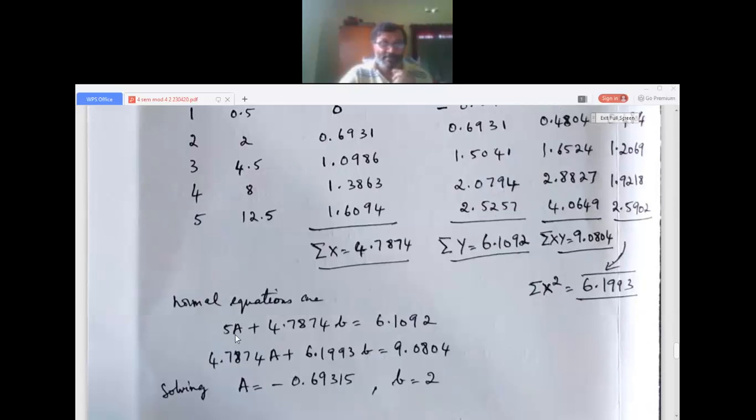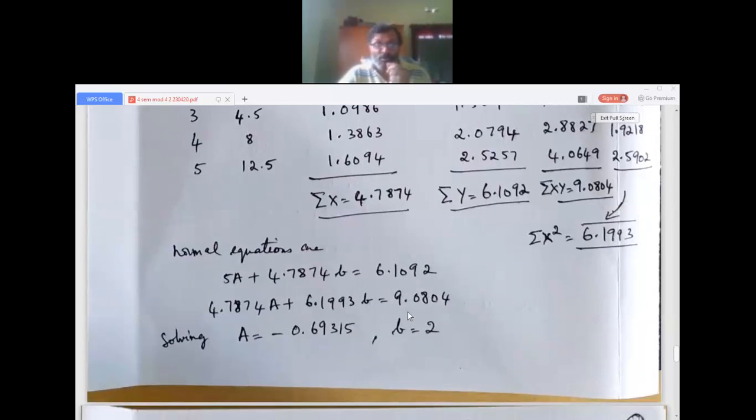First normal equation: N is 5, the number of inputs is 5, so 5A plus B into sigma x, 4.7874, is equal to sigma y, that is 6.1092. Second normal equation: A into sigma x, 4.7874, into A plus B into sigma x squared, 6.1993, into B is equal to sigma xy, 9.0804. So by using calculator, solve these two simultaneous linear equations.